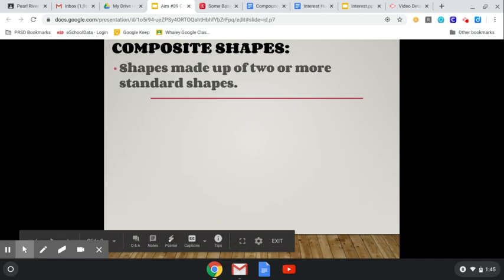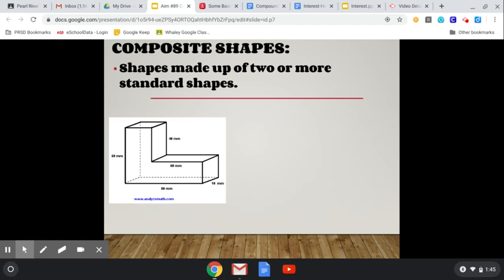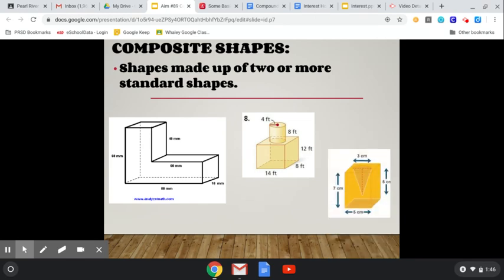All right, what is a composite three-dimensional shape? Well, we know that a composite shape is something that's made up of 2 or more standard shapes. This would be a composite three-dimensional shape. Sort of looks like a three-dimensional L shape. This is another example of a composite shape. I don't know what you would call that. Sort of looks like a fireplace with like a chimney on it or something.